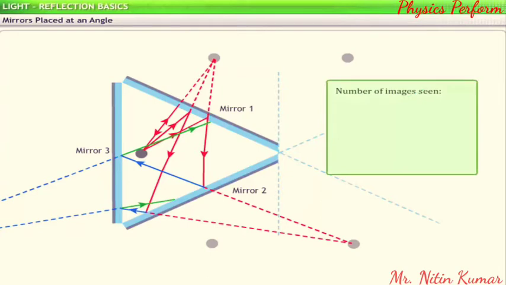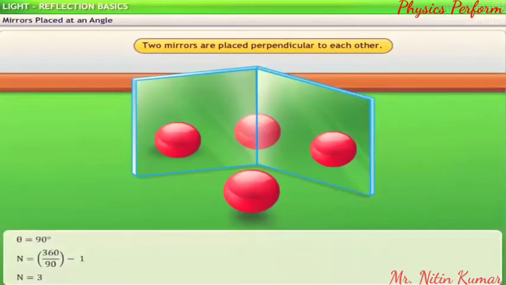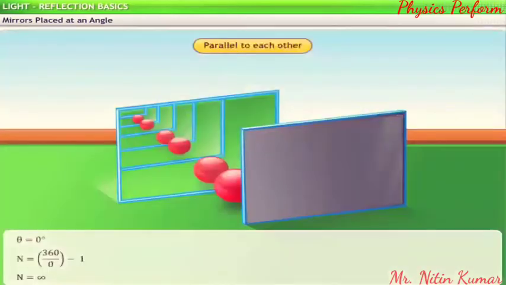The number of images seen in such an arrangement can be calculated using the formula n is equal to 360 divided by theta minus 1. Based on this formula, if the angle between the mirrors, theta, is 90 degrees, then the number of images formed is 3. Experimenting further, if 2 parallel mirrors are placed with their reflecting surfaces facing each other, the mirrors form an infinite number of images between them. This is because the angle between the mirrors placed in this manner is 0.